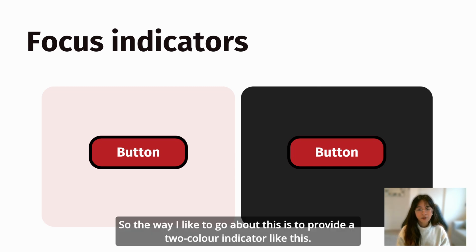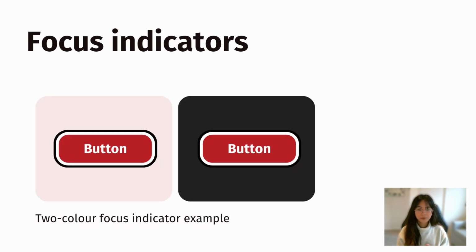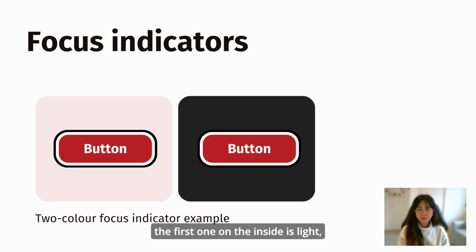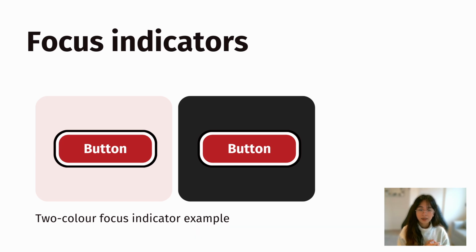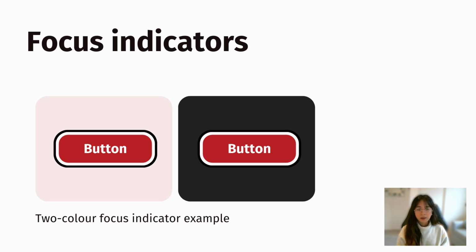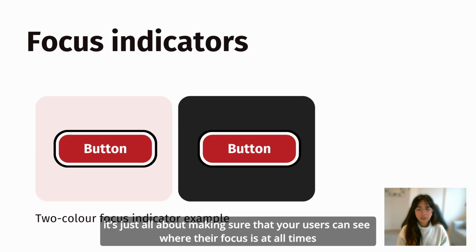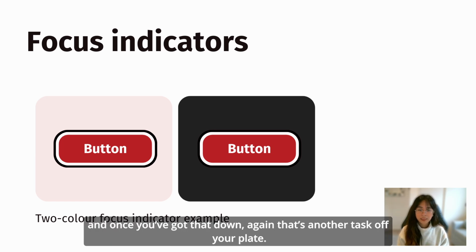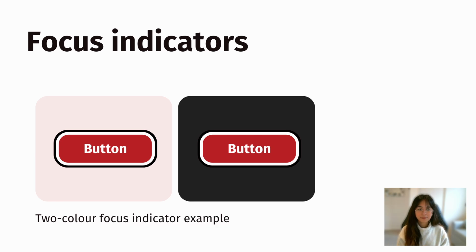So the way I like to go about this is to provide a two-color indicator like this. We've got two borders. The first one on the inside is light, and the second one on the outside is dark or black, which means that no matter what background you're on, you can be sure that at least one of the borders is visible. But that's really all there is to it. It's just all about making sure that your users can see where their focus is at all times, and once you've got that down, again, that's another task off of your plate.